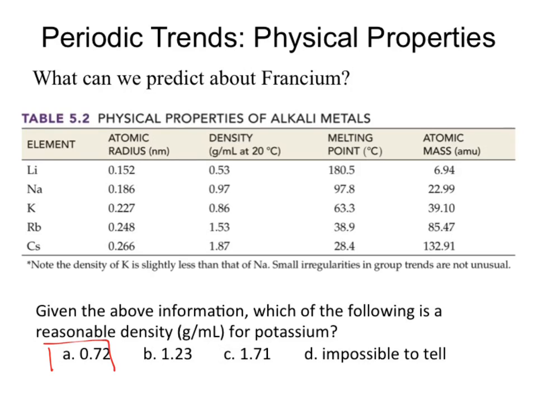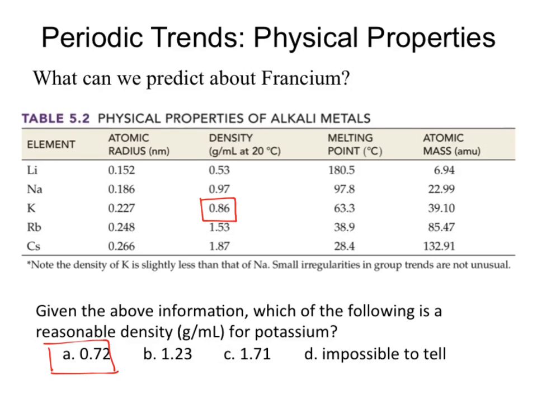If we guess A, what are you saying the answer is for A? You would say it does not match the trend. How do you know it doesn't match the trend? Because you looked at the answer. You don't have the answer. What I'm asking you to do is predict based off the data given. The data is 0.53 to 0.97 to 1.53 to 1.87. What happens to your density?